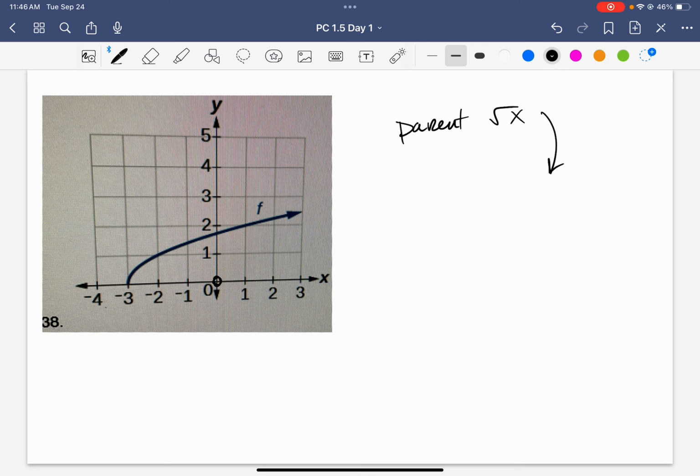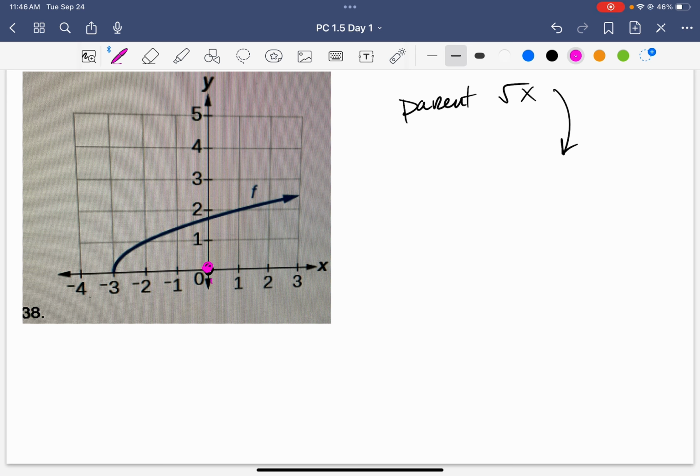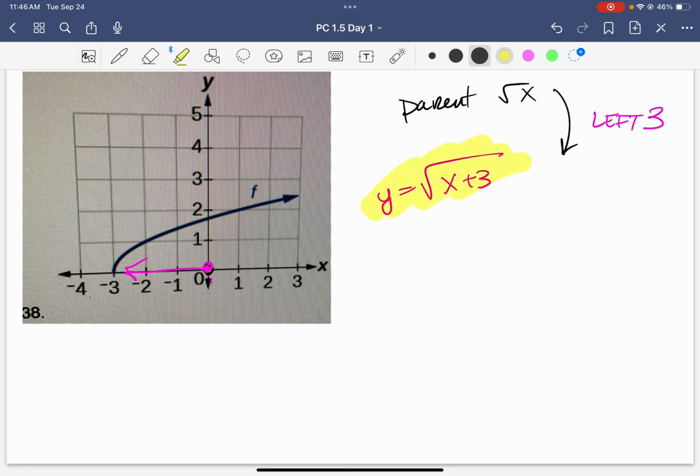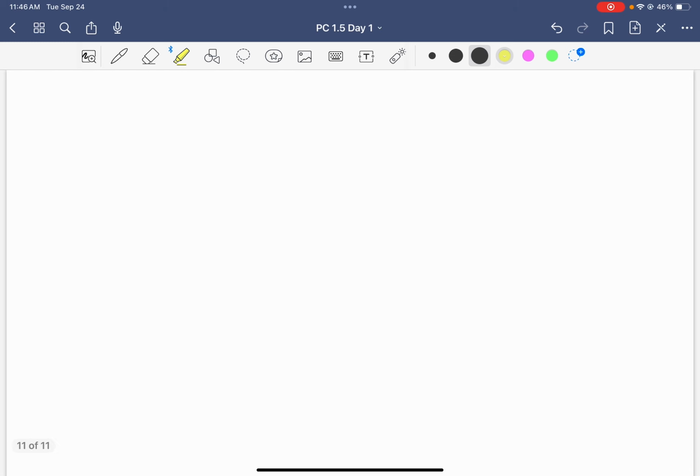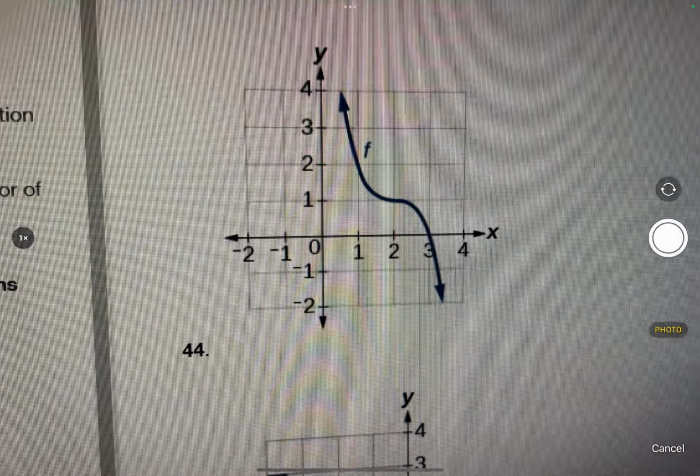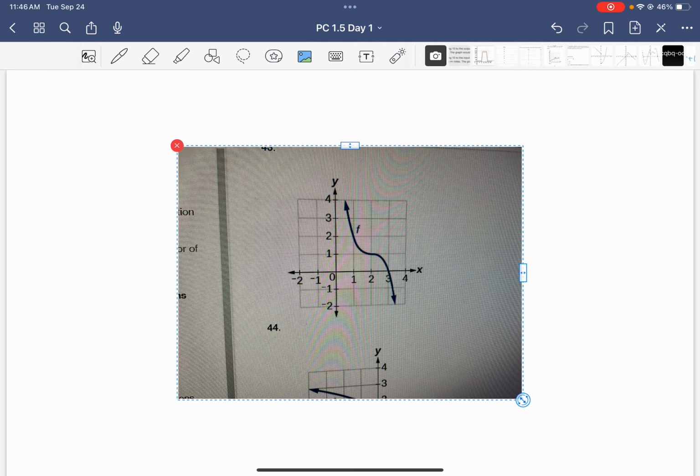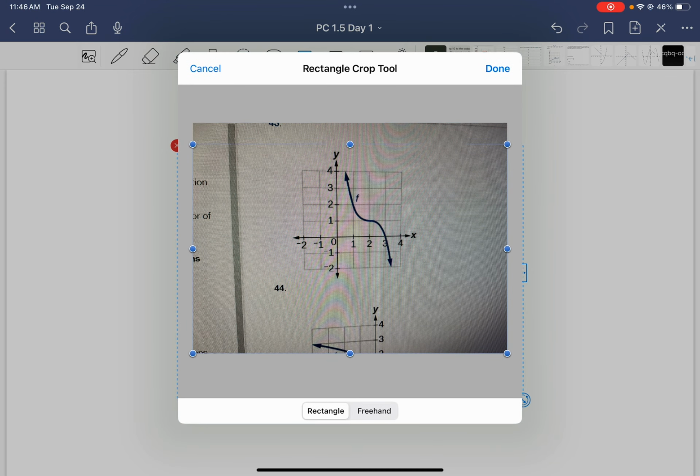And if I think about where 0 moved, it moved from here over to here. So I think the only thing you did is move left 3. So the new function would be the square root of x plus 3, the graph shown in the figure. If that's 38, and then you ask me to do 44, I would take a picture of 44 like so. Say, look, here's 44. And then I would crop it like so.